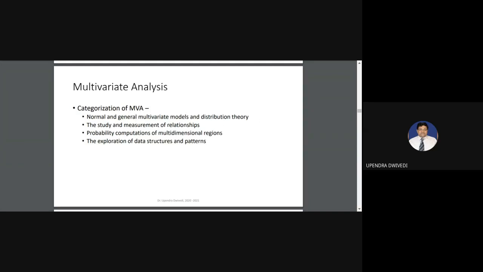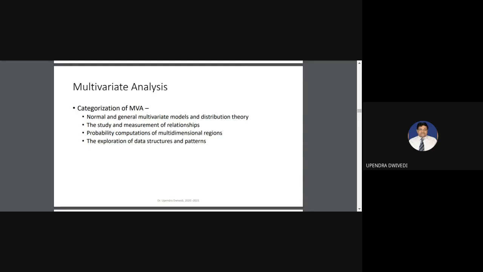The second category is the study and measurement of relationship. Suppose you want to measure the relationship between the predictor variable and predicted variable for different types of problems. Definitely that relationship will differ. And if you are trying to find the relationship between the predictor and predicted variable on the same problem but in different situations, then that relationship also differs. Measuring that relationship and proposing some analysis on it is also a category of multivariate analysis.